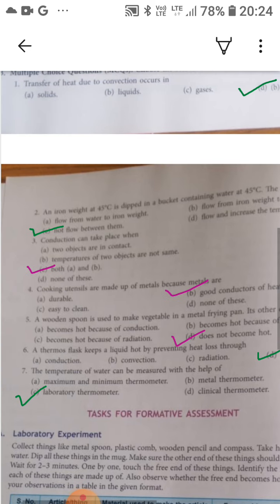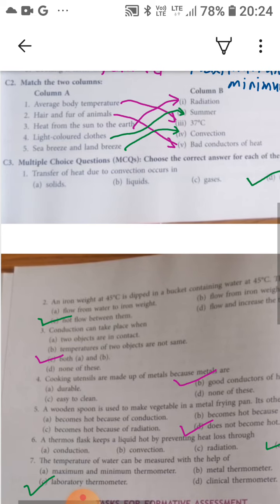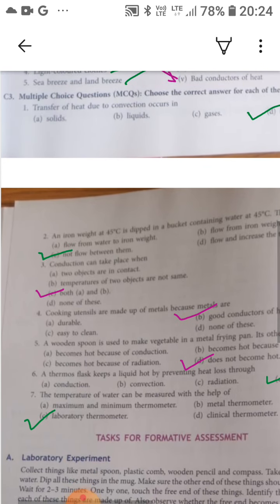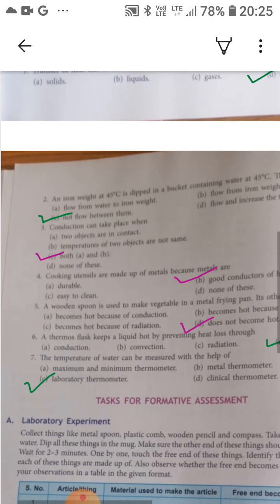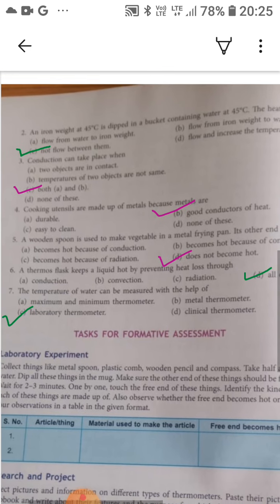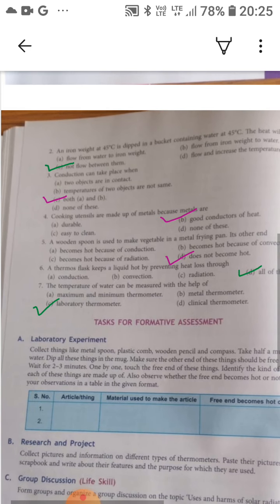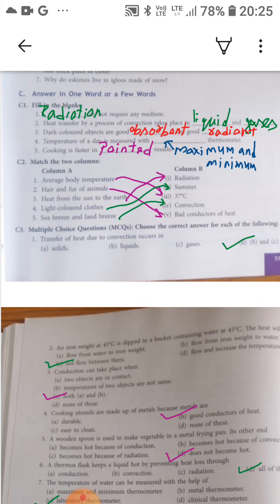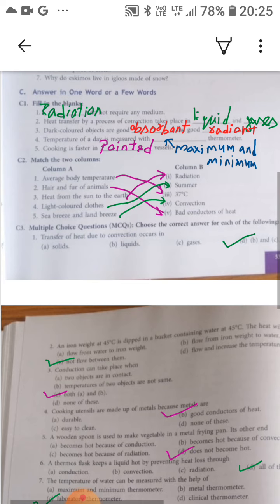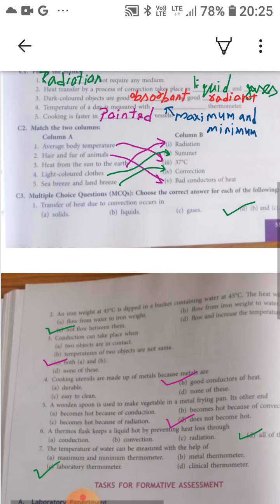So you have seen in C3, D for 1, C for 2, C for 3, B for 4, D for 5, D for 6 and C for 7. So you have to do match the two columns and multiple choice questions in your book and fill in the blanks in your book, but fill in the blanks, you have to write in your copy too.